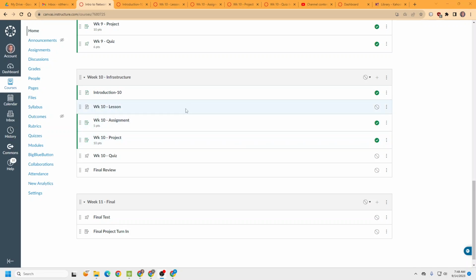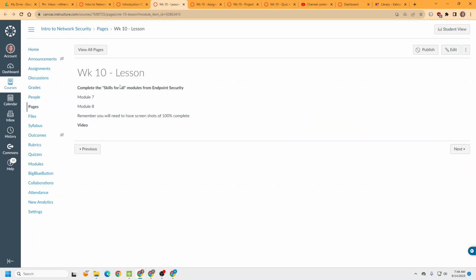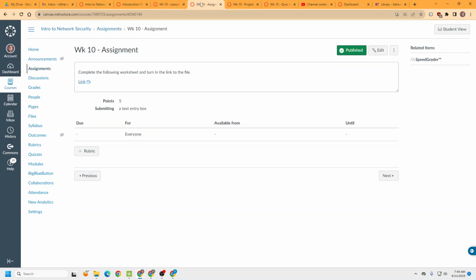We are going to go over infrastructure, but mostly what that is just Windows and Linux. So we talk about PowerShell, command line, bash, all those things in here. There's only the two that we're working on, so 7 and 8 and Skills for All, endpoint security. Again, we'll be talking from a security standpoint on these. That's why we haven't quite delved into them as much.